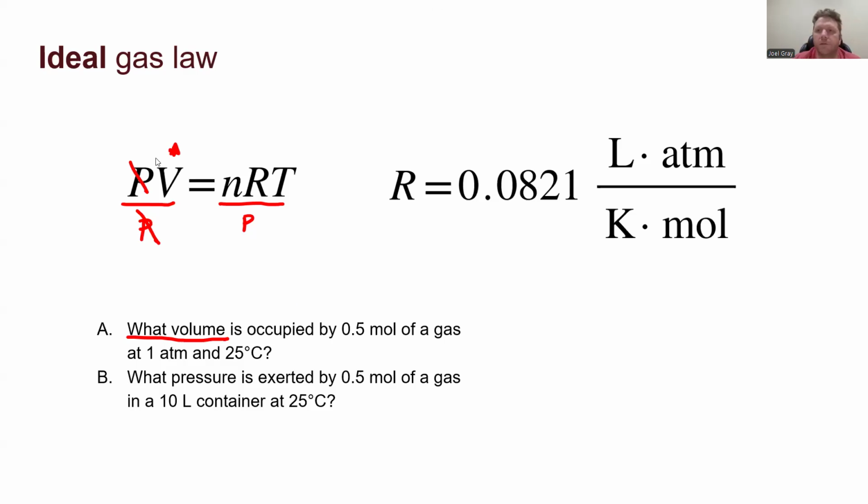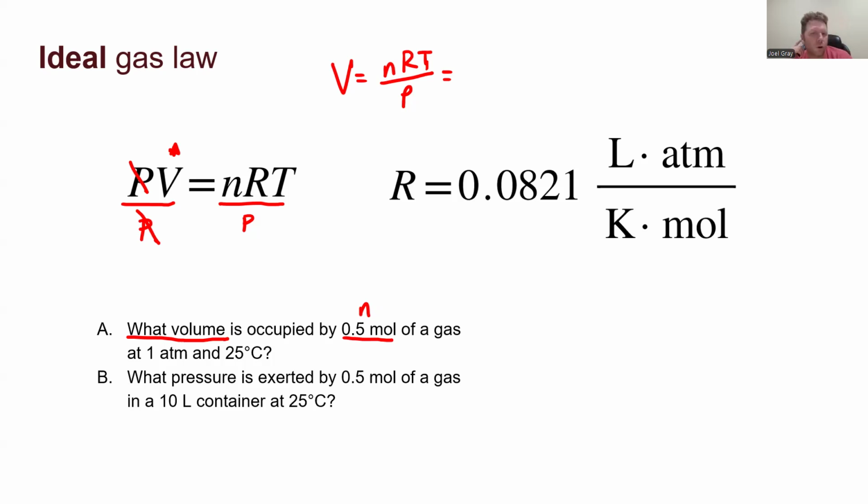Pressure will cancel out on the left-hand side, and we'll be left with this equation: V equals nRT over P for pressure. Now we can proceed through the rest of the calculation. The gas is occupied by 0.5 moles, so that's going to be our n value. I'll write n right here.